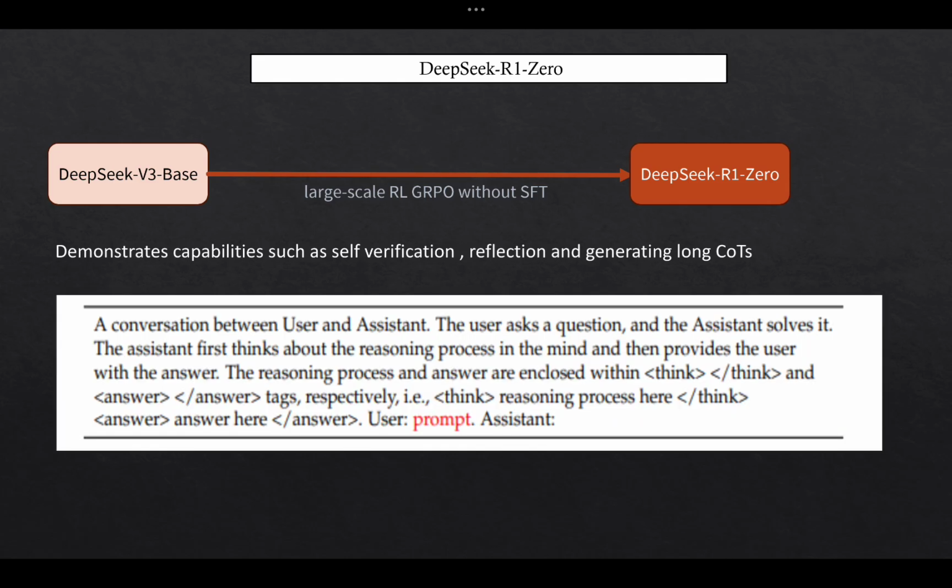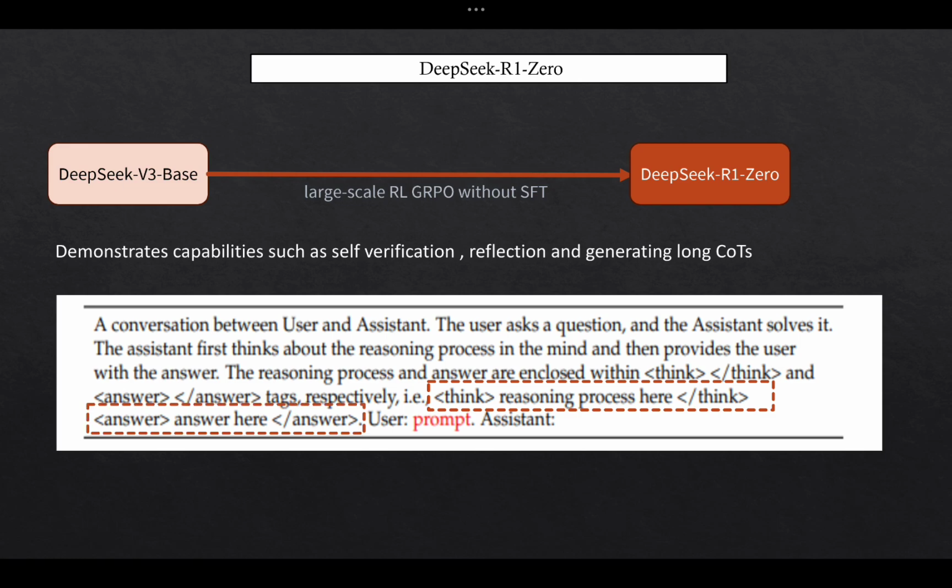If we look into the system prompt, we'll see that it starts with a message that this is a conversation between the user and assistant, and the reasoning process and the answer must be enclosed within think and answer tags respectively, right?